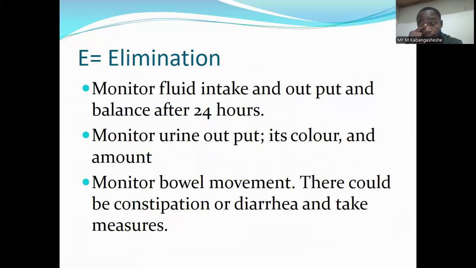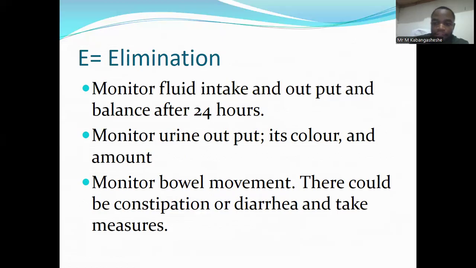Elimination: all human beings excrete. It is part of normal physiology. And if there's any interference with excretion or elimination, then disease may set in. Fecal matter not expelled, urine not expelled, blood becomes toxic, and that may lead to other complications.